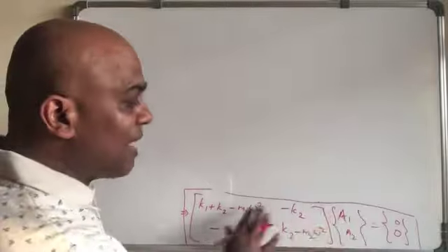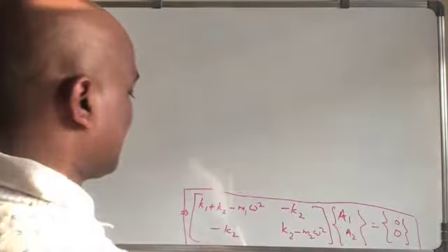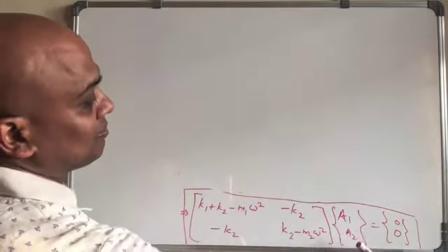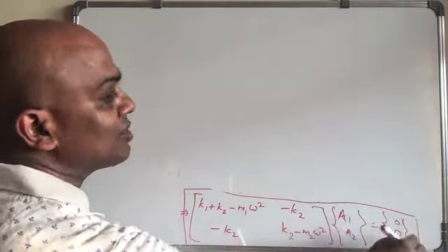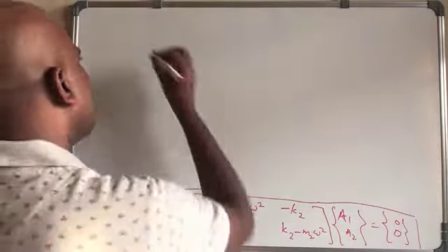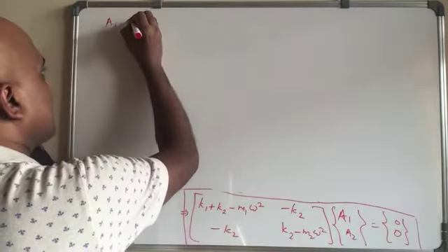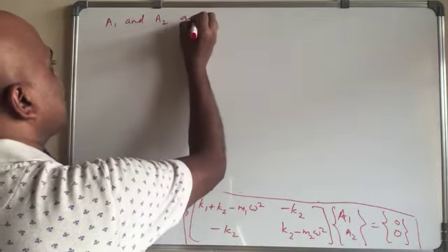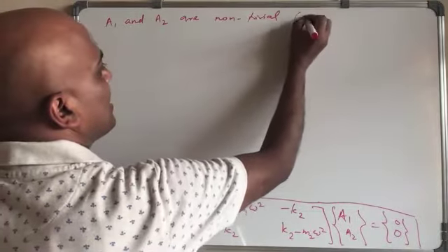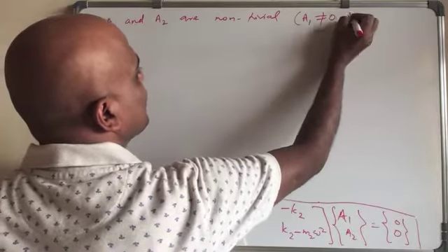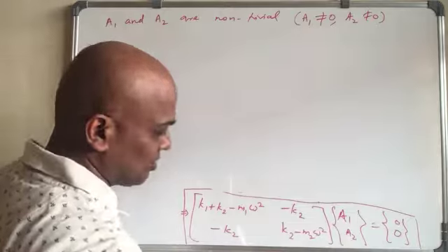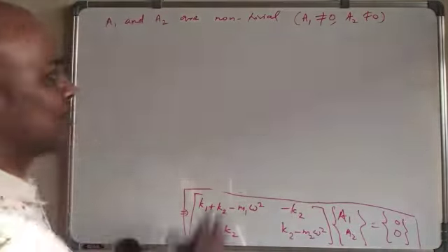Okay, so we have this equation that we want to solve. This equation is homogeneous, meaning that on the other side values are 0. Now a1 and a2 should be non-trivial, meaning a1 not equal to 0, a2 not equal to 0. One solution is simply a1 equal to 0, a2 equal to 0, you get 0. But that's not the solution we are looking for.